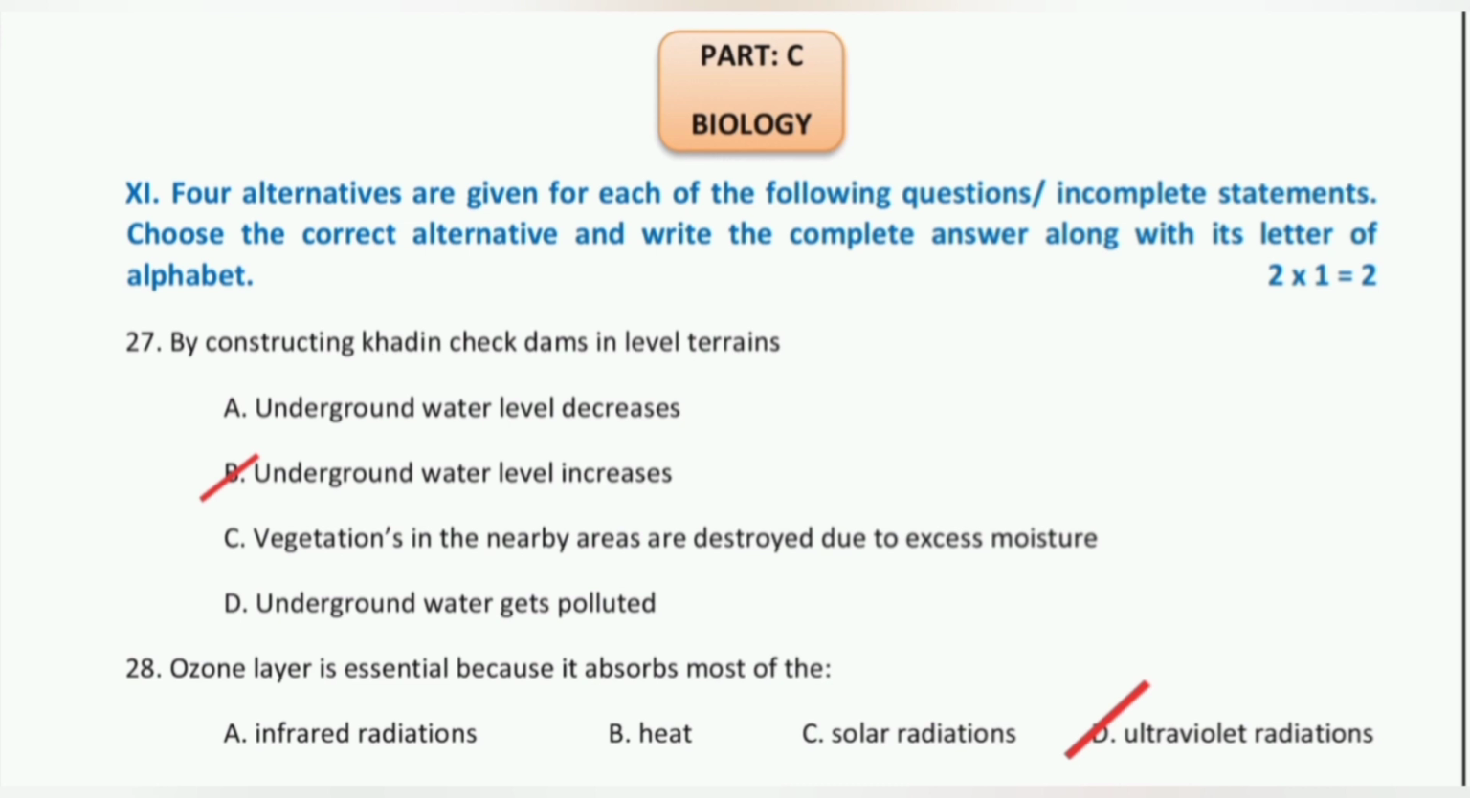Ozone layer is essential because it absorbs most of the ultraviolet radiations. Option D, it absorbs ultraviolet radiations. Hence, ozone layer is very important because it absorbs most of the ultraviolet radiations which are released from the sun.